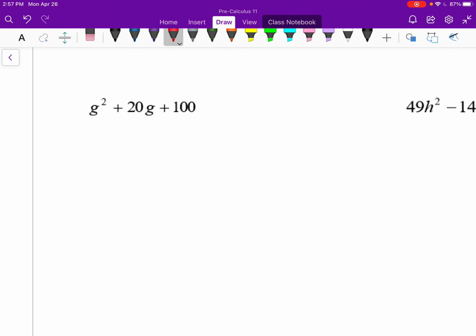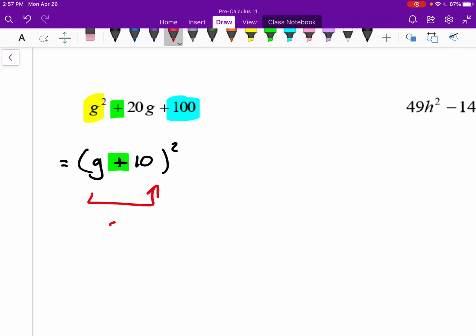All right, so again, is this a perfect square? G squared is, and 100 is. So, looks good at the start. I have G, and I have 10. And I'm adding here, so if this is a perfect square, it'll be G plus 10 all squared. And hopefully now we've done several examples, you can see, yep, this is a perfect square because I can quickly see that G times 10 times 2 is 20G, and that's what I see right there.